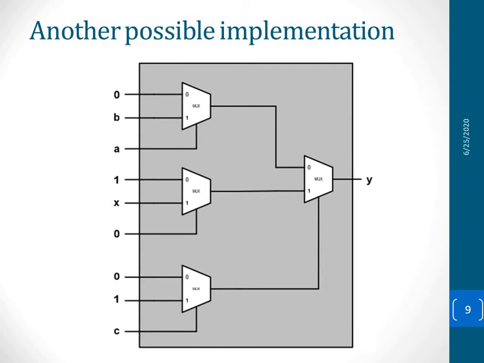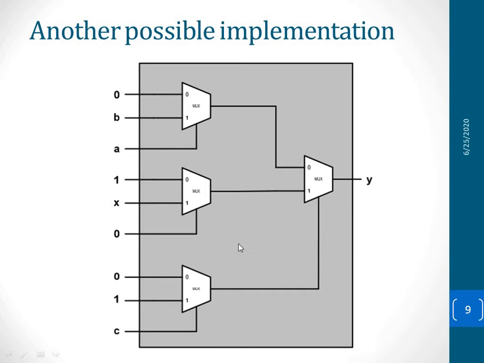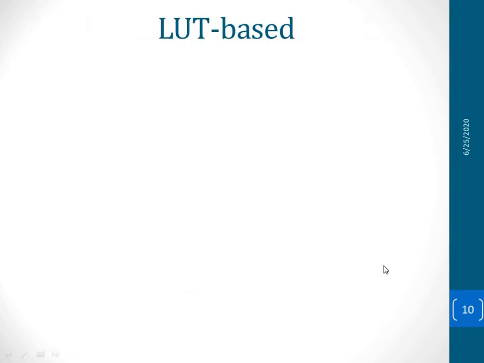Another possible implementation is to directly take a bar, a into b. Again you can take up the x and you can take up the c bar and c. Likewise you can add up all these and implement it, but here the number of multiplexers will increase.